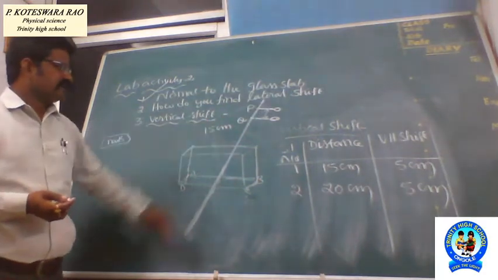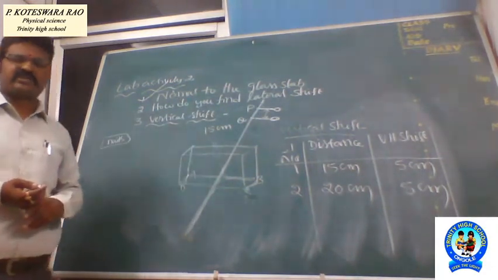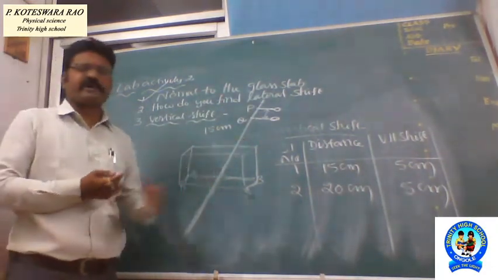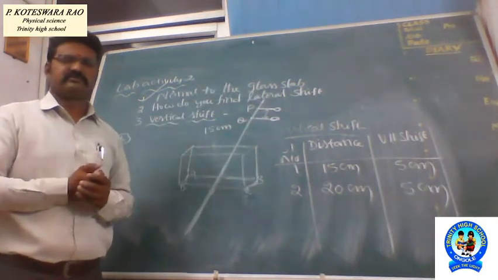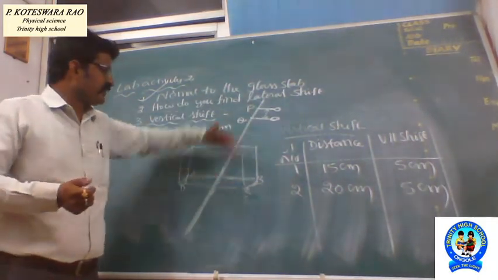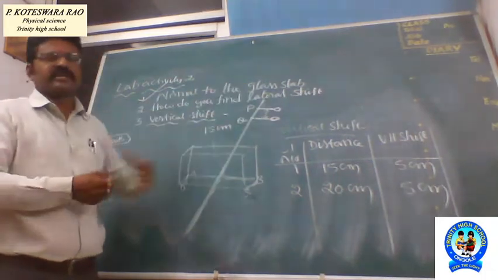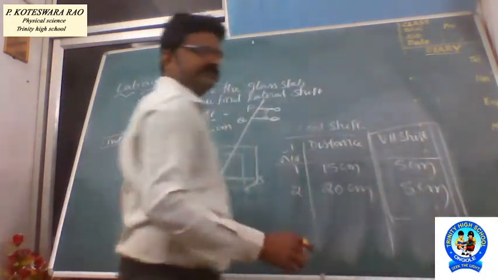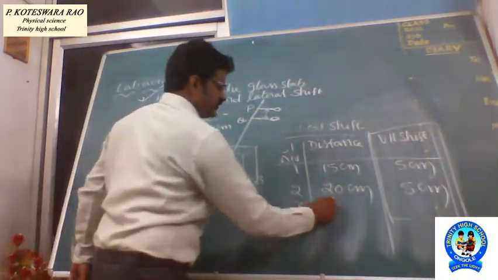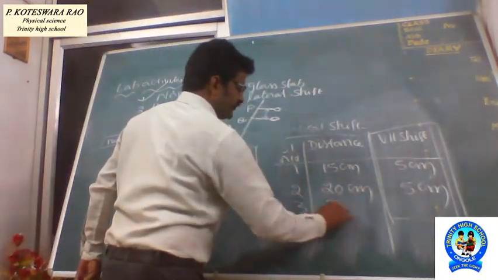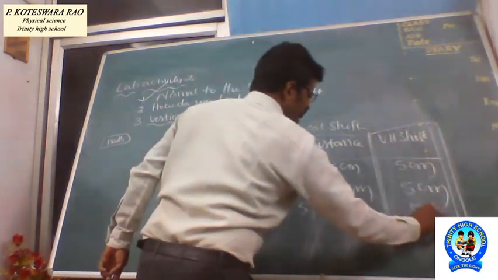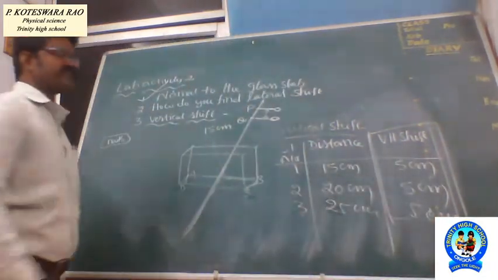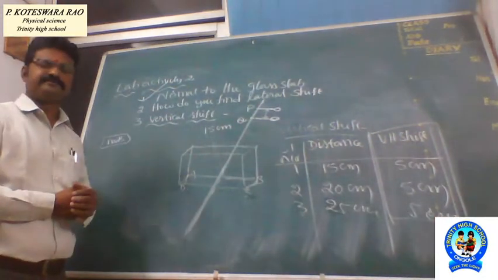So in this vertical shift condition, it does not depend upon the distance we take. It does not depend upon how much distance we take. But what about the last column? Last column is the same. Now we want to increase to 35 or 25 centimeters. Same. What about the vertical shift? 5 centimeters only.